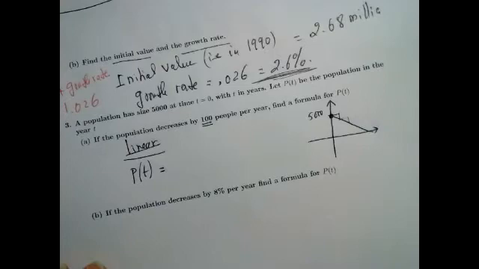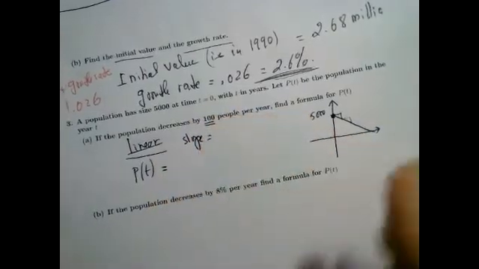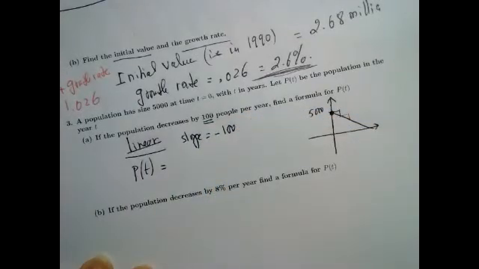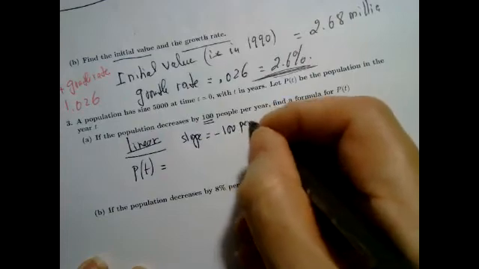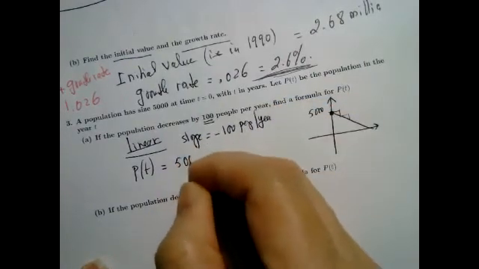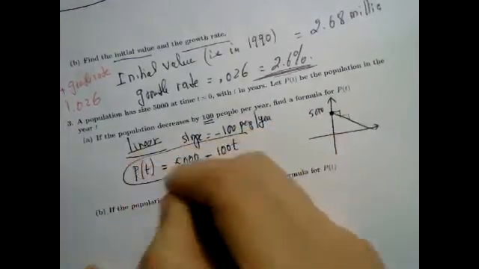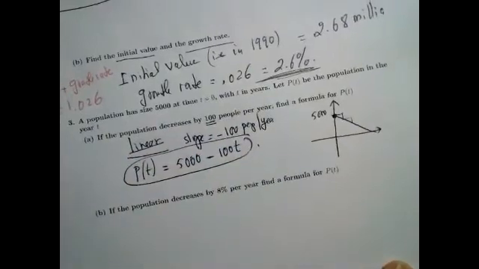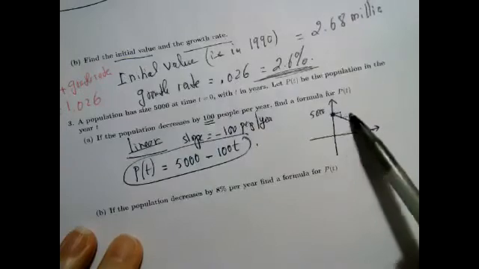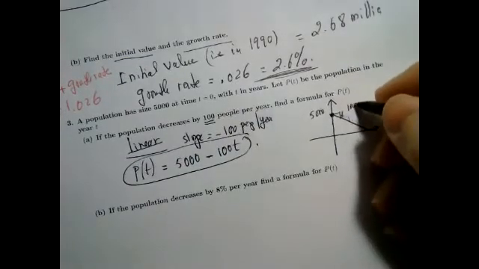So what's going to be the formula here? The slope in this case is minus 100 because it's decreasing by 100. So 100 people per year. So the formula would be the initial minus 100t. Okay, so this is absolutely linear because it's by the same amount every year. Every year we're going down by 100.